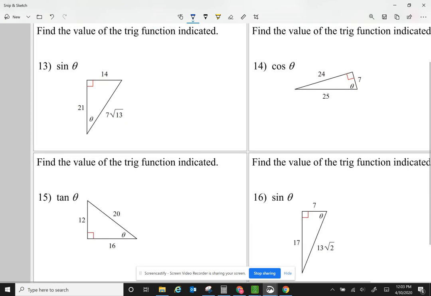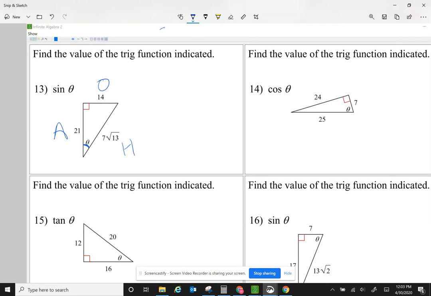So let's take a look at this work right here. I'm asking for sine of theta. Remember I said from the 90 degrees, the one side that is far away, that's the hypotenuse. And then from theta, the one side that is opposite is the one side far away, and this is the adjacent. And then sine, let me remind you guys of SOHCAHTOA. Sine is opposite over hypotenuse. So I'm just going to go 14 over 7 radical 13.